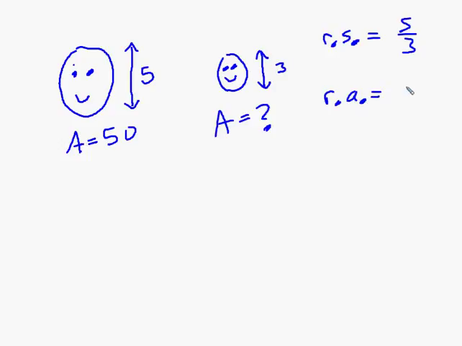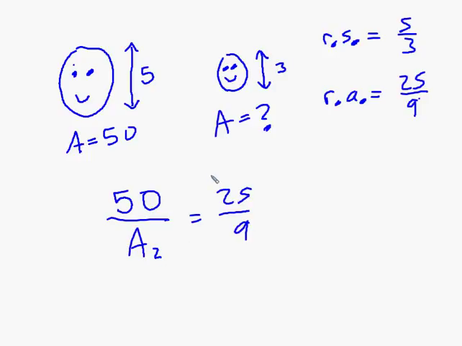Now I need to get the ratio of the areas. So what do I do with my ratio of the sides? Square it. That's going to give me 25 over 15. Careful, what's 3 squared? 9, not 15. So 5 squared is 25, 3 squared is 9. Now I set up a proportion: the area of the first shape over the area of the second, which is 25 over 9.